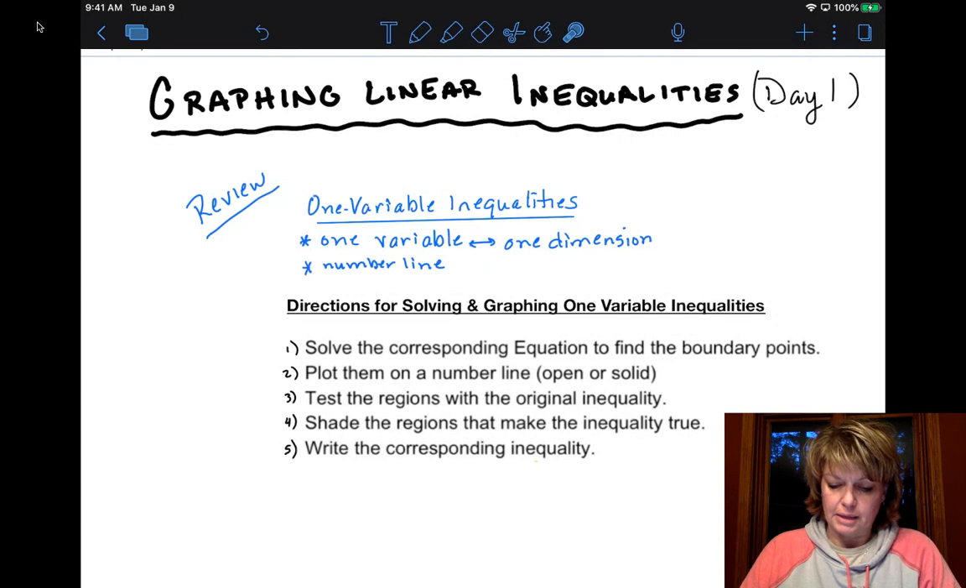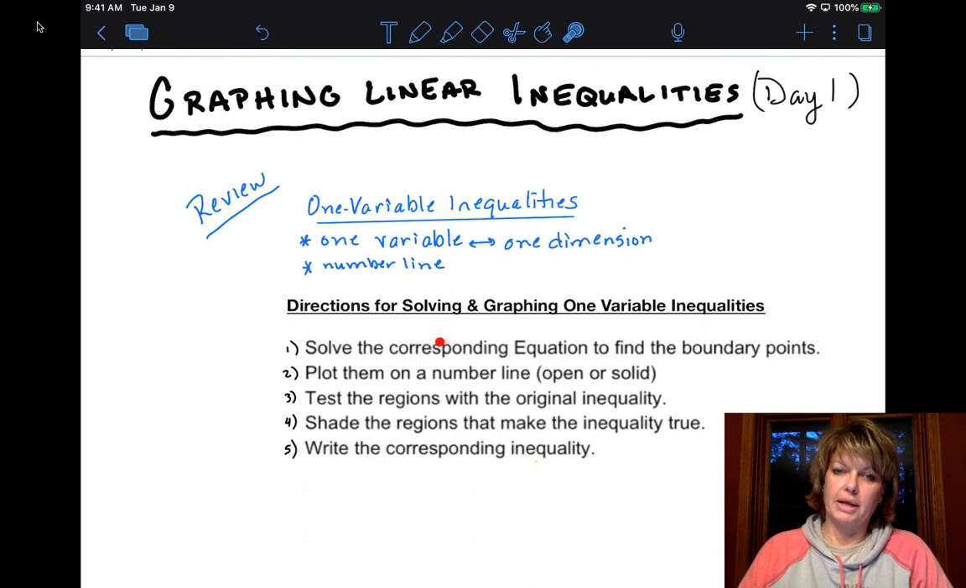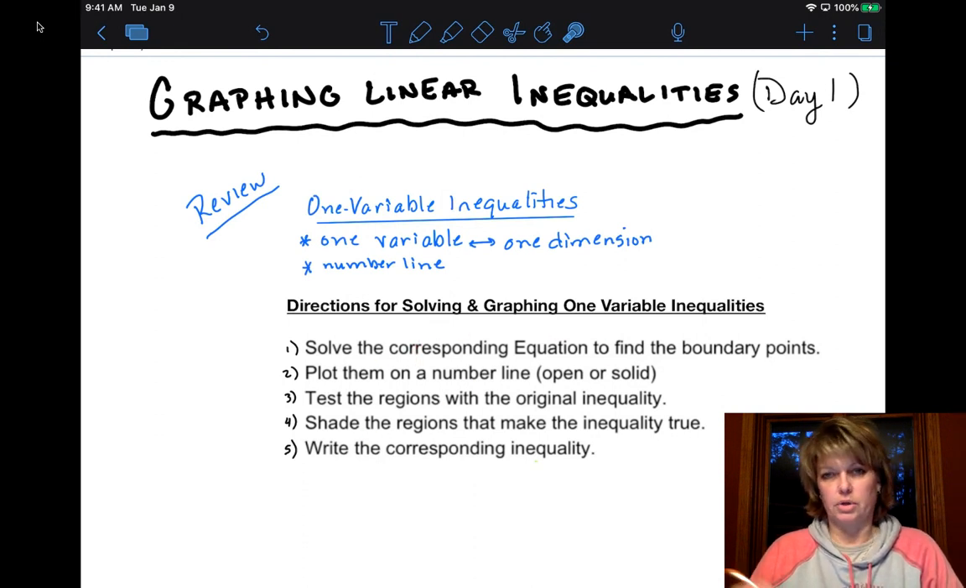Moving into today, the directions that Mr. Klug put on our homework worksheet for Monday, I think it was. These directions right here are going to be very, very similar to what we're going to do today, in the fact that we are still going to be writing our corresponding equation. You might hear me say an associated equation. Same thing. A corresponding equation, associated equation, same thing.